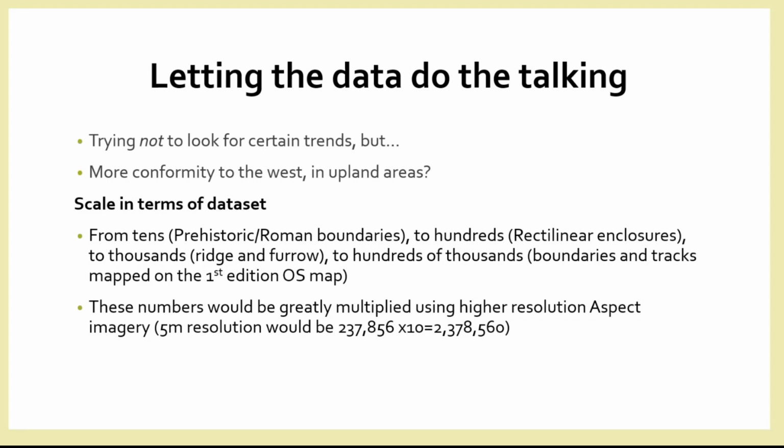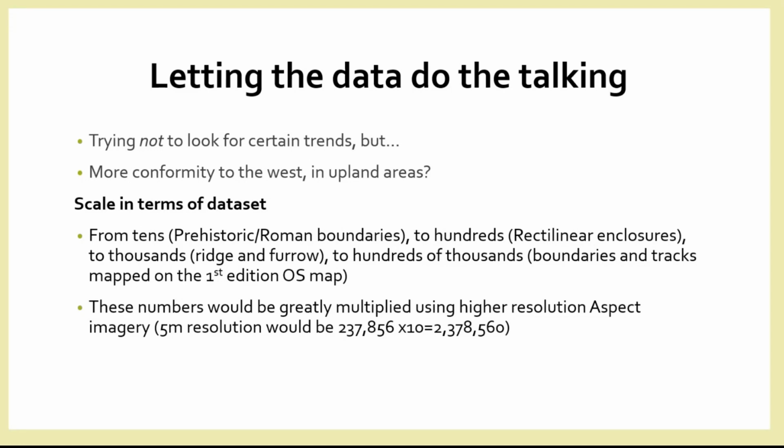In terms of the scale of the data, and how that feeds into the analytical process, it's worth noting that we've got in the tens of prehistoric and Roman boundaries, to hundreds of the rectilinear enclosures, thousands of units of ridge and furrow, and hundreds of thousands of units for the boundaries and tracts mapped on the first edition OS map. And obviously those units are based on the 50-meter resolution aspect.